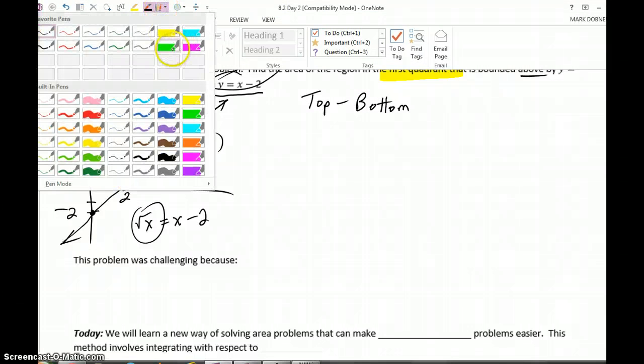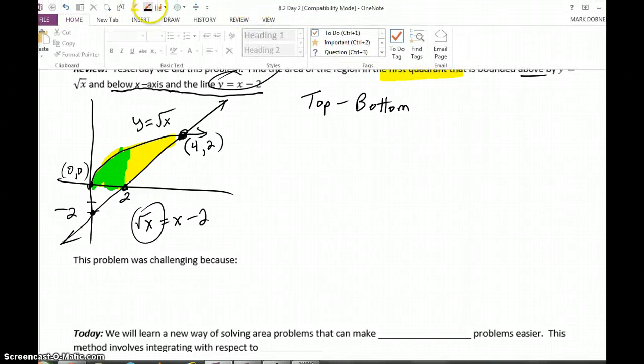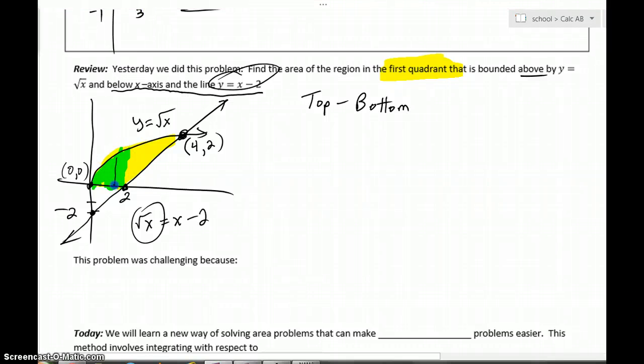We looked at a problem like this yesterday. As you are closely looking at this region, you're going to notice, I hope, that the bottom boundary in green here is the x-axis. The top boundary is still radical x. When you move over to the rest of this region, represented by yellow, you'd see that the top boundary is still radical x, but the bottom boundary has changed. It's no longer the x-axis. It's the line y equals x minus 2.